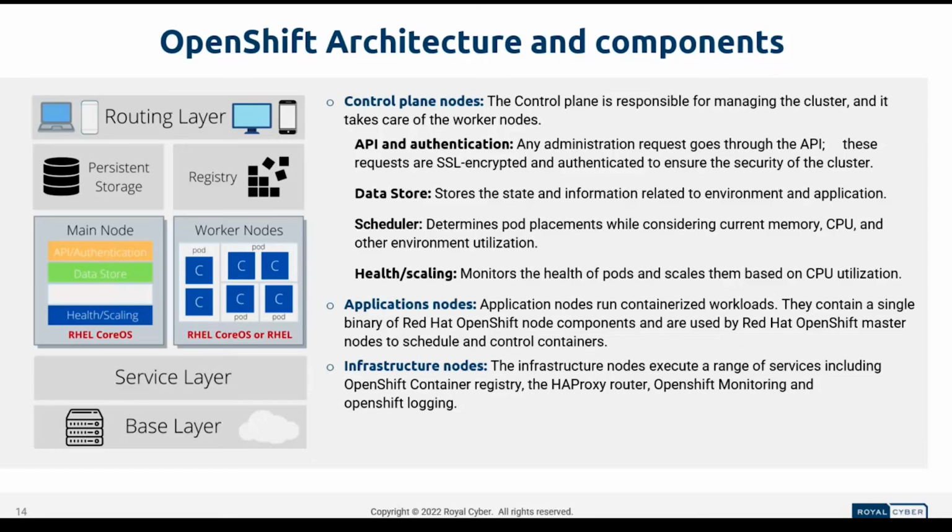The application nodes or worker nodes will host your application workload. And infra nodes are a set of worker nodes labeled with a special infra label, and they will run the OpenShift router, OpenShift integrated registry, OpenShift monitoring, and OpenShift logging.